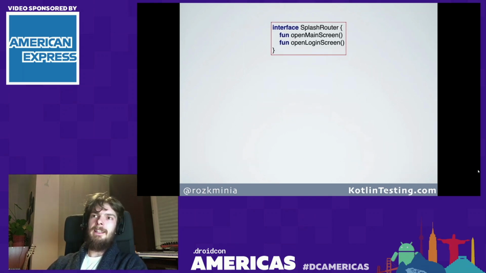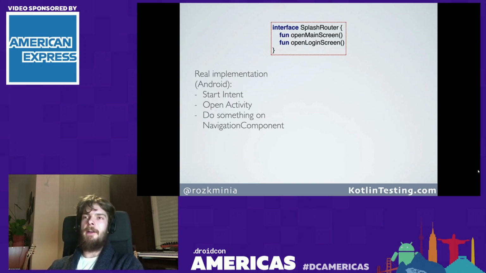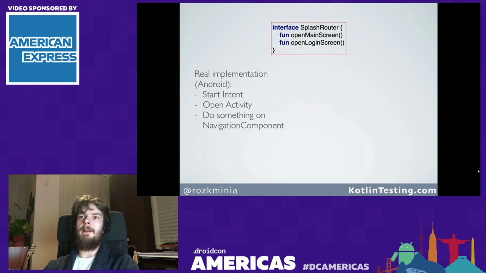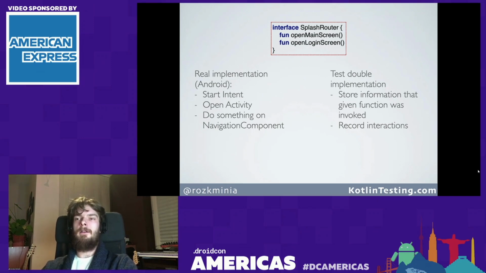Okay, first dependency of splash screen presenter. Splash router. Real implementation would start activity, change something on fragment manager, or even trigger some action on navigation component. In test double, we would like to know if a given function was invoked, so we could perform assertion on that. We will need some kind of verificator, something that will allow us to record splash router invocations, so we could perform assertion.